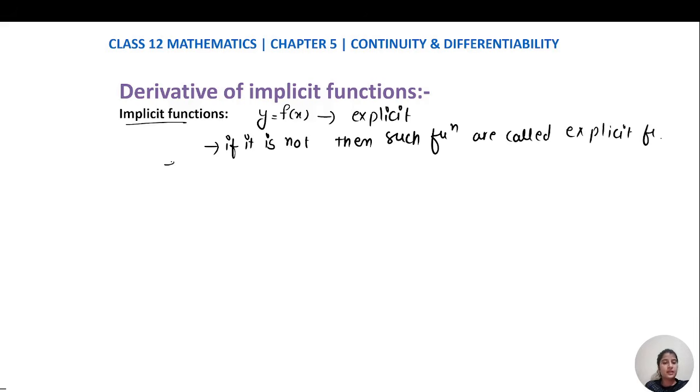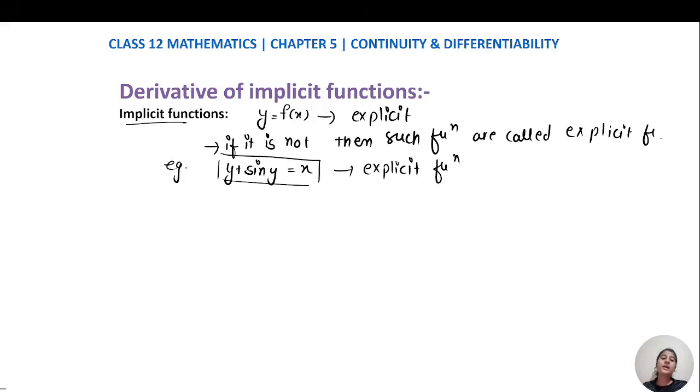So let me tell you some examples. Take say y plus sine y is equal to x. You cannot write your y completely in terms of x, because if you try, you cannot write it. So this function, y equals f of x, y cannot be written as f of x. So this function is our implicit function.